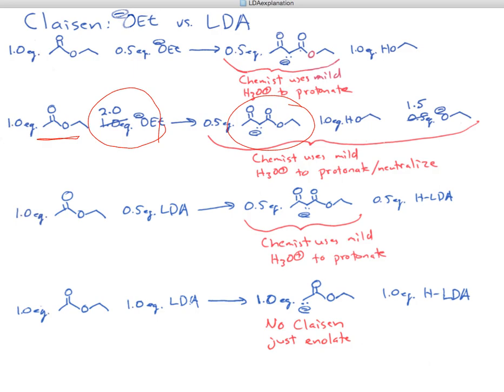Well, the case is very different when it comes to LDA. LDA can essentially quantitatively convert 1 equivalent of ester into 1 equivalent of enolate. There's now no ester left over in that reaction, so adding a full equivalent means all we end up with is an enolate and no Claisen reaction. And it all has to do with the difference in base strength, where LDA can quantitatively deprotonate the ester, but the ethoxide can only make a small amount of the enolate at any one time.